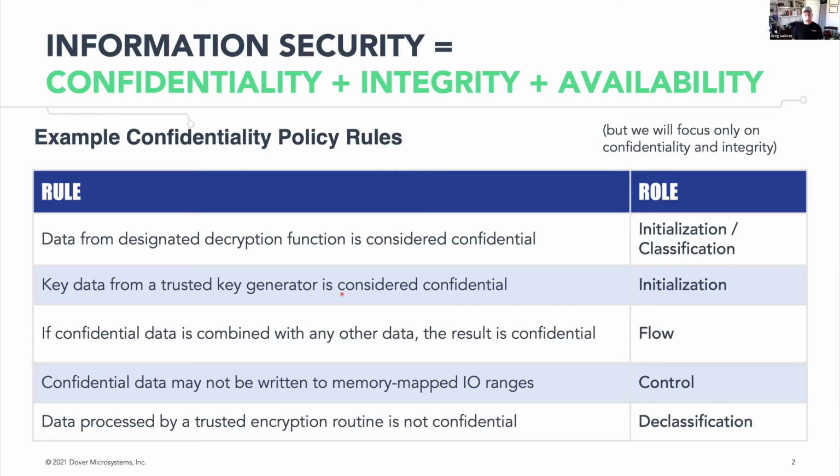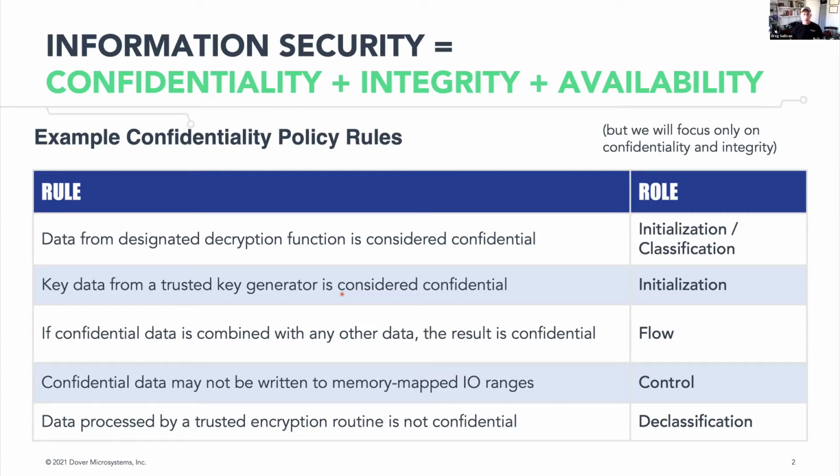The first is, how does data get to be tagged, for instance, confidential in the first place? And for confidentiality, we might, for instance, say that a trusted decryption function, anything coming out of that should be considered confidential. Or maybe we have a trusted key generation hardware or software block, and we say that the key data itself should be considered confidential.